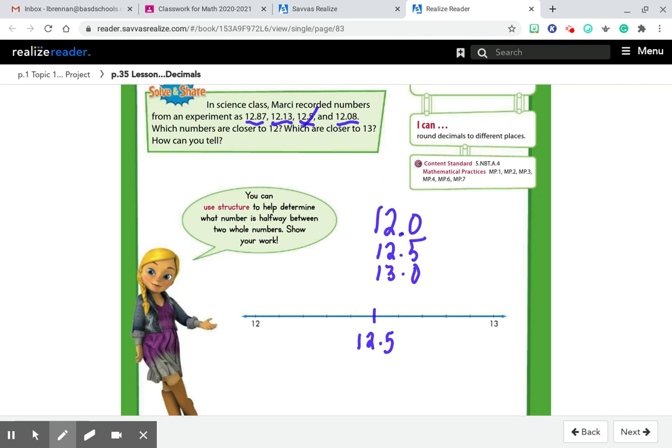Now 12.13, if I look at my number line here, I want to be aware of the intervals, which is what are they counting by in between. So if I start with 12, I have 1, 2, 3, 4, 5, 6, 7, 8, 9, 10. So they're counting by tenths. You want to always be aware of that when you're looking at a number line. What are they counting by? What's in between the whole numbers? And in this case, it's tenths.